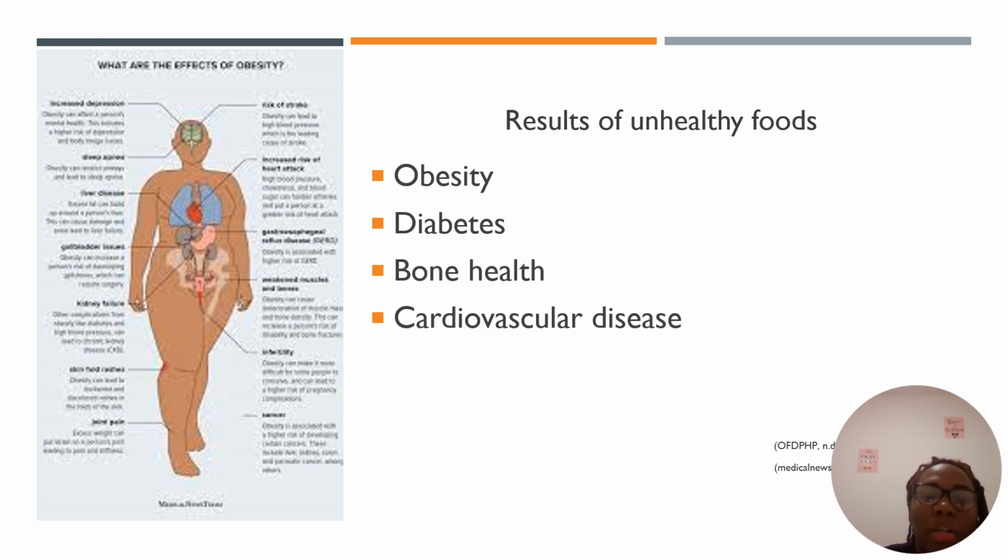As a result of unhealthy food, you can get obesity, which this presentation is on, diabetes, bone health problems, cardiovascular disease. As you see, the picture has more information on how unhealthy foods can affect your body and contribute to obesity. I just named a few, but there are many more that can happen to you as a result of unhealthy food choices.